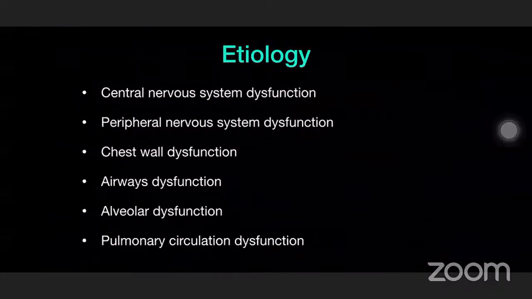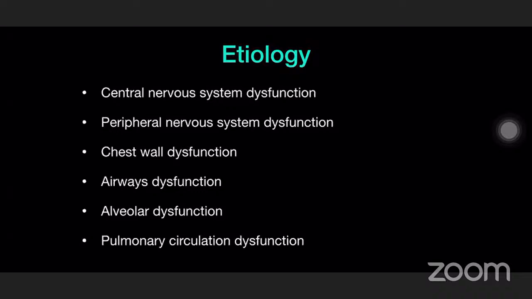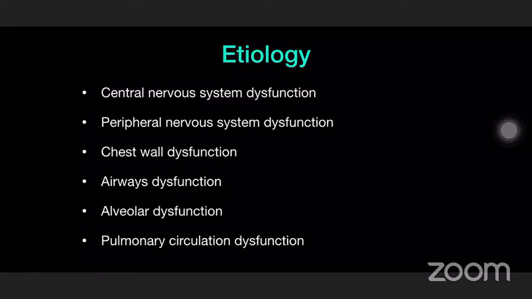Now we'll see the etiology of respiratory failure. First is central nervous system dysfunction, such as drug overdose or brainstem lesion. Second is peripheral nervous system dysfunction, which includes myasthenia gravis and GBS. Third is chest wall dysfunction like kyphoscoliosis and obesity. Then airway dysfunction as seen in COPD and asthma. Then alveolar dysfunction seen in pulmonary edema and pneumonia. Then pulmonary circulation dysfunction, seen in pulmonary embolism and pulmonary hypertension.